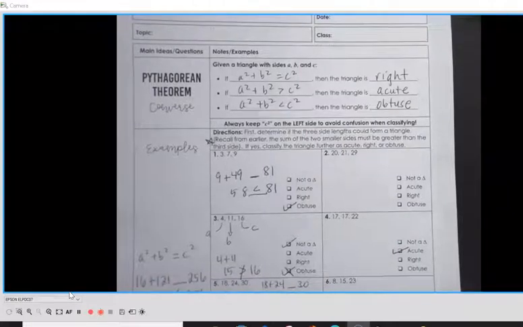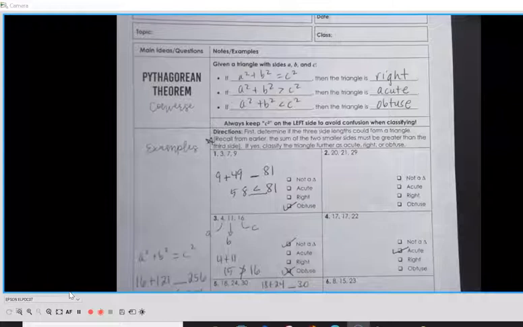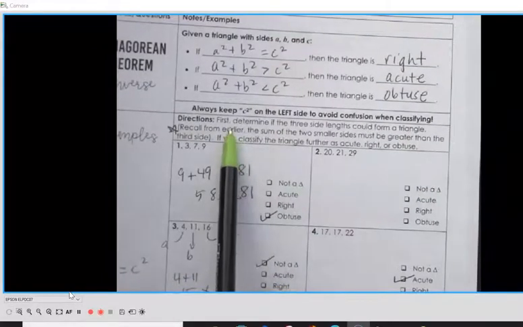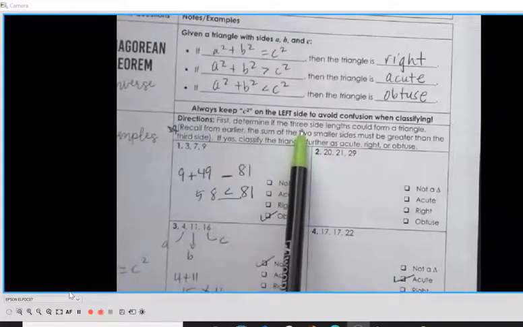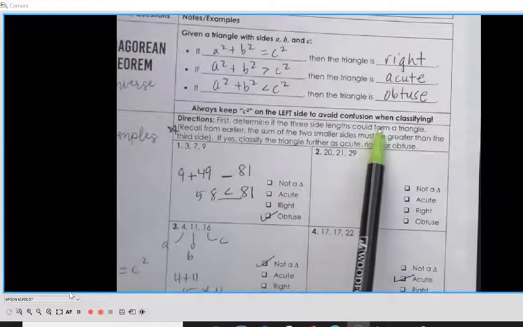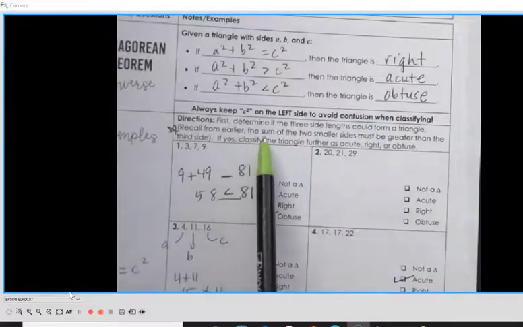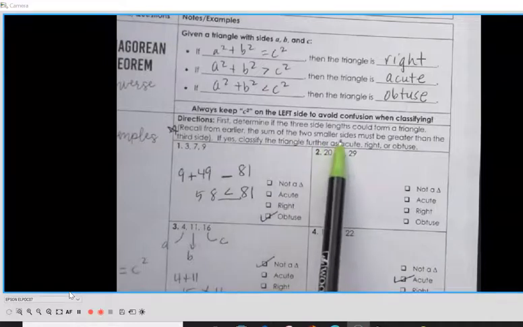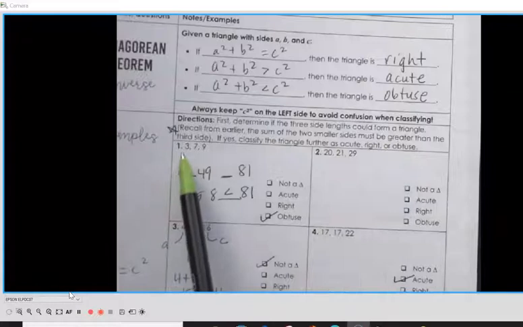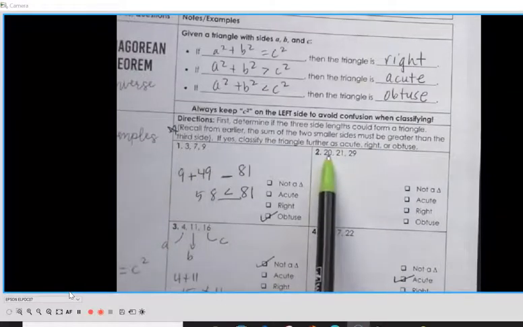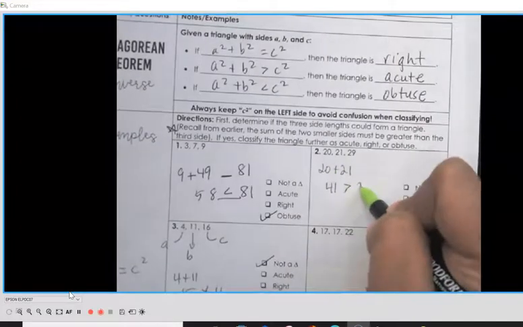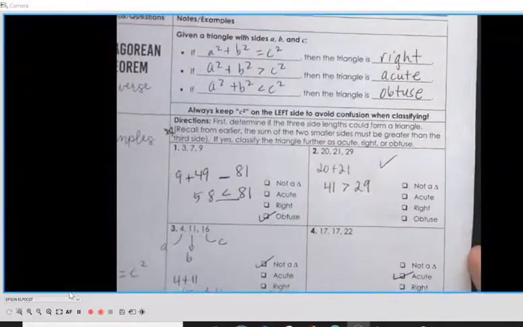Okay, is for this converse stuff. Make sure that you read and understand this part, and I'll read it again. It says, first determine if the three side lengths can form a triangle at all. So you have to understand that the sum of the two small sides must be greater than the third side. If you look at this one, 20 plus 21 is 41. 41 is greater than 29, so therefore I can classify this triangle.